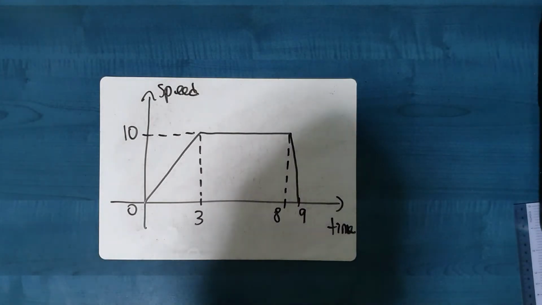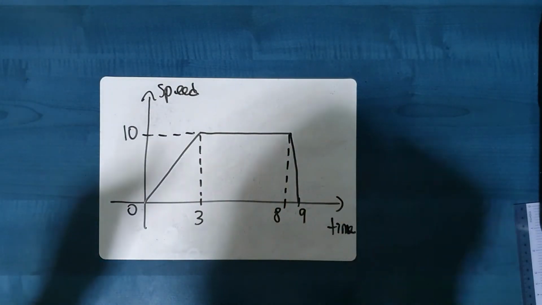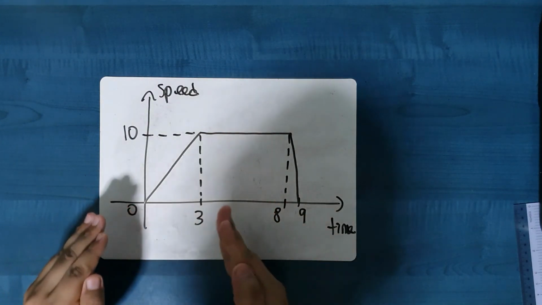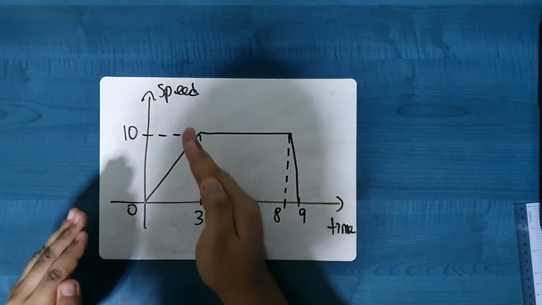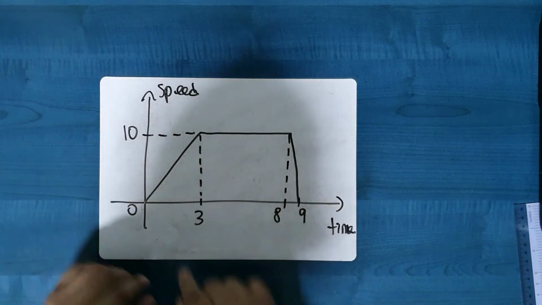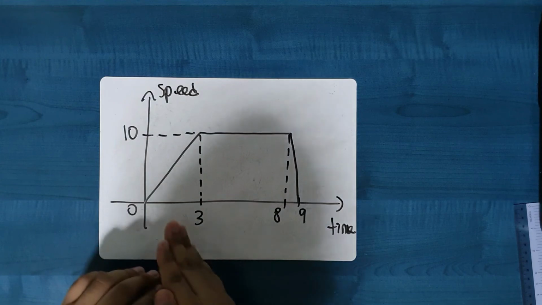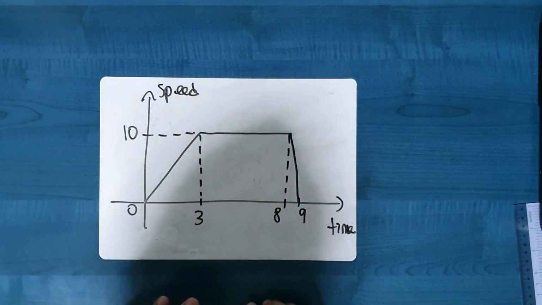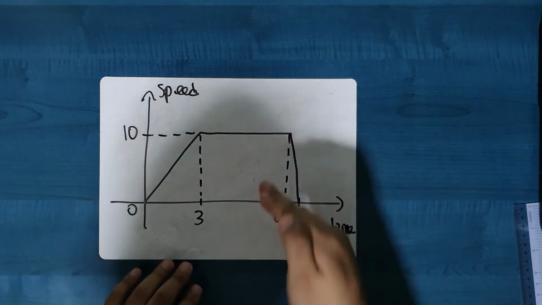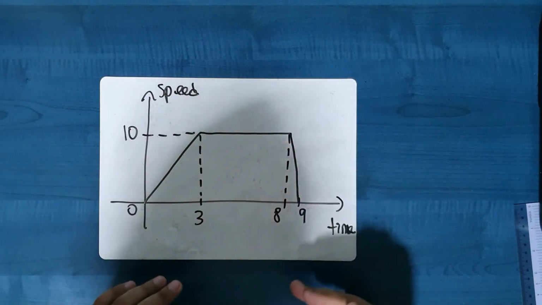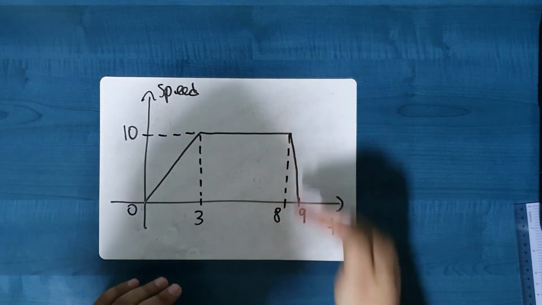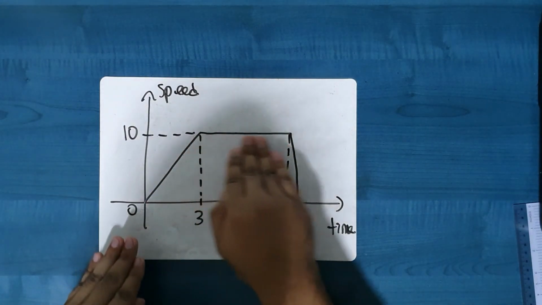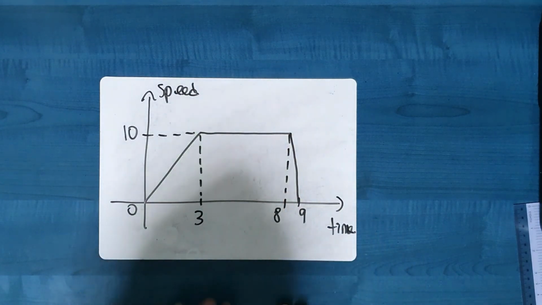So come everyone, let's combine everything and interpret this graph. From 0 to 3, the object is moving at increasing speed at constant acceleration. From 3 to 8, the object is moving at a constant speed of 10 meters per second. From 8 to 9, the object is decreasing speed at constant deceleration. So it is accelerating, moving at constant speed, and decelerating.